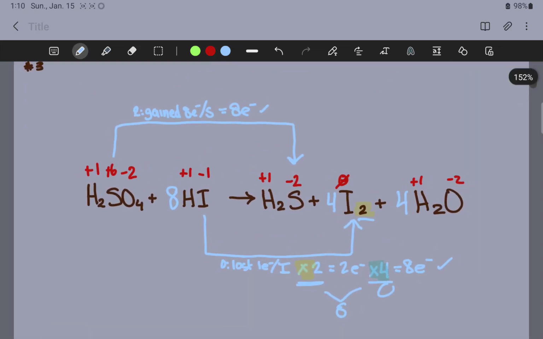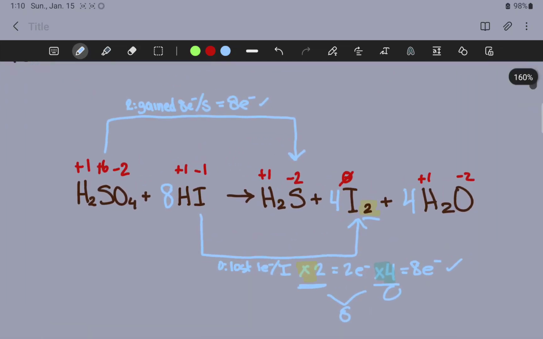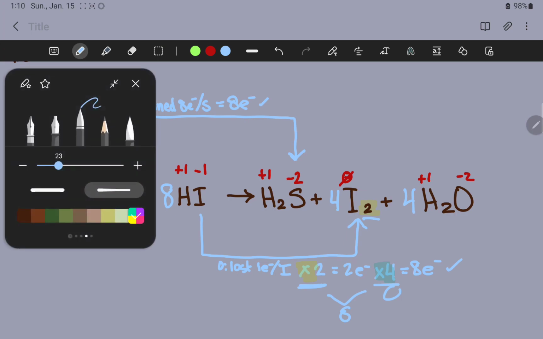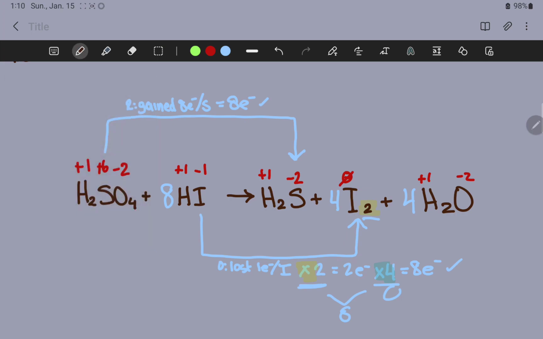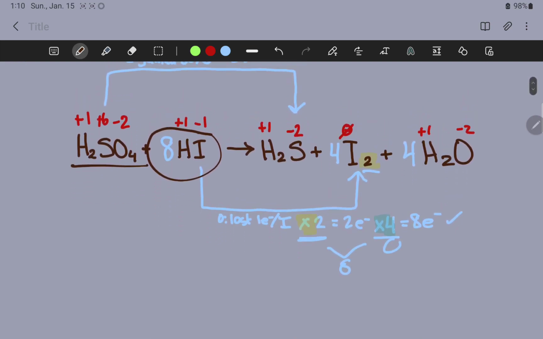But looking back, I'm also going to put into light that your reducing agent, which I'm going to circle, is actually your hydrogen iodide, right? And your oxidizing agent is hydrogen sulfate. Okay.